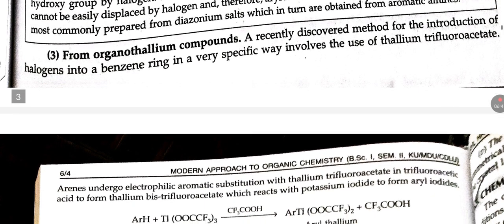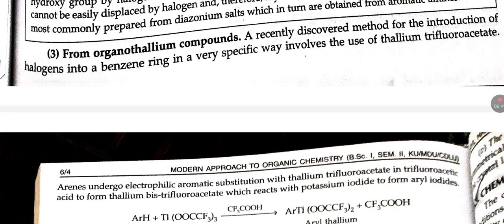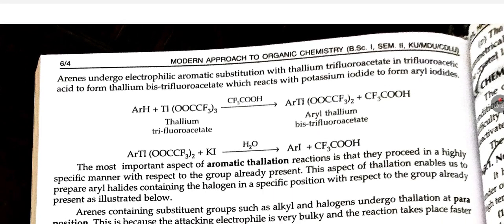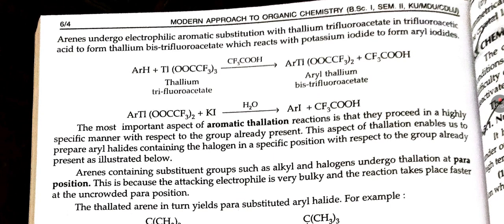Third, from organothallium compounds. A recently discovered method for the introduction of halogen into the benzene ring is a very specific way, and involves the use of thallium trifluoroacetate. Arenes undergo electrophilic aromatic substitution with thallium trifluoroacetate in trifluoroacetic acid to form aryl thallium bis(trifluoroacetate), which reacts with potassium iodide to form aryl iodides.